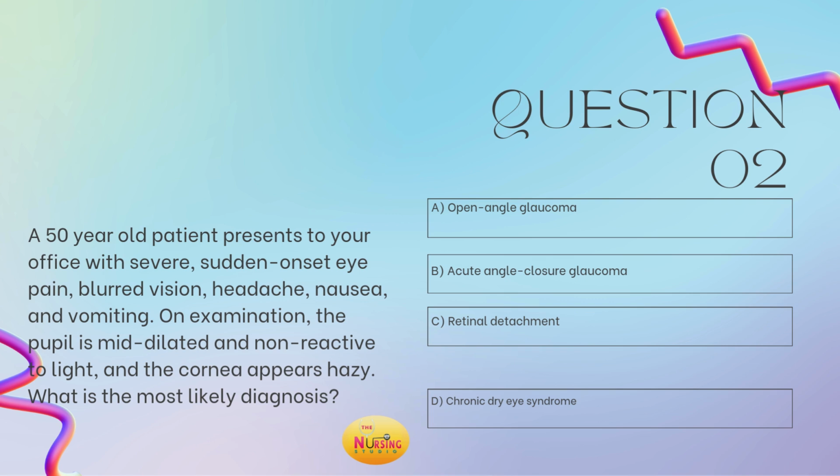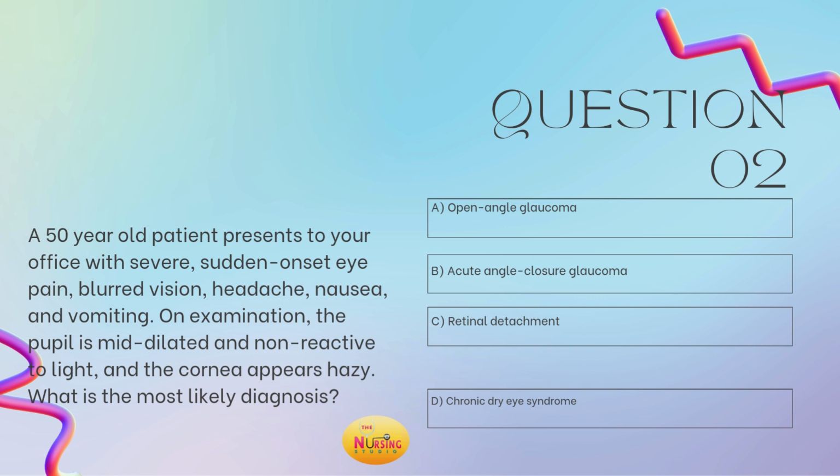Question number 2. A 50-year-old patient presents to your office with severe sudden onset eye pain, blurred vision, headache, nausea, and vomiting. On exam, the pupil is mildly dilated and non-reactive. And then, I'm sorry, I paused because I said mildly, but it's mid-dilated. But let me start back over because I'm jacking this question up for y'all.